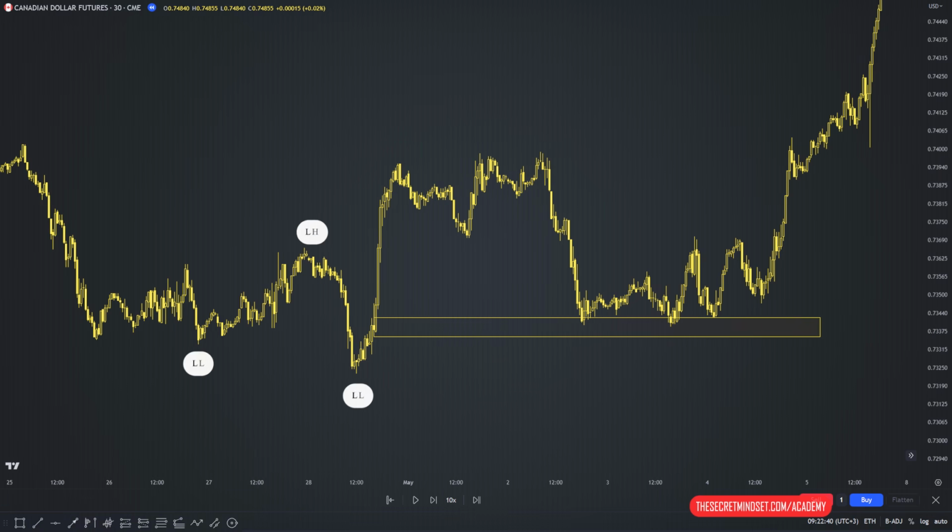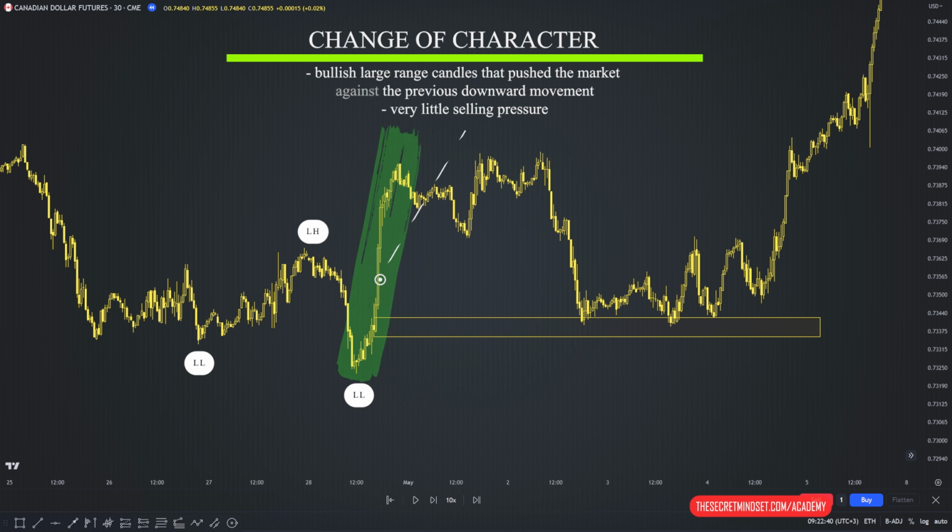Let's analyze another trade. We had a previous downtrend, where the price consistently made lower lows and lower highs. Now pay attention to the first rally out of the zone. During this rally, we saw bullish large range candles that pushed the market significantly against the previous downward movement. And here's the key. Those bullish candles indicate that there was very little selling pressure. It's unlikely that banks were placing sell trades as the market rallied higher. The rally also managed to break the most recent swing high.